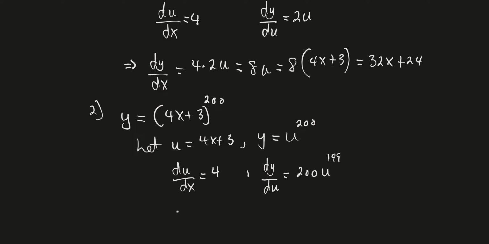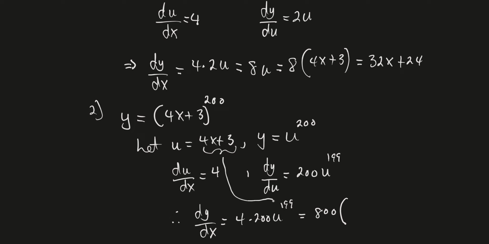And then the chain rule says, therefore dy dx is the product of these two things: 4 times 200 u to the 199. I can multiply these two coefficients to get 800. And then wherever there's a u, to get my final answer, replace u with the 4x plus 3. So take this expression and plug it back in.